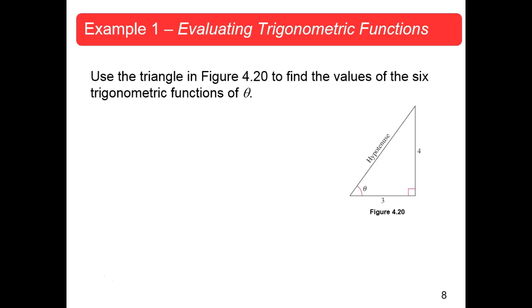Use the triangle in this figure to find the value of all 6 trigonometric functions of theta: sine, cosine, tangent, cotangent, secant, and cosecant. Which side is this called? The 3 is the adjacent side, 4 is the opposite side. Uh-oh, they forgot to give us the hypotenuse, didn't they? Can we do this problem? Yes, you can. Pythagorean theorem.